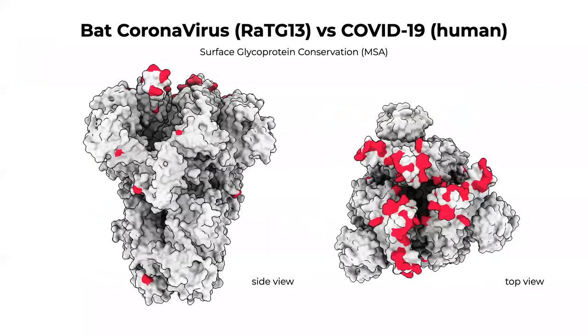So here you can see some of those mutations that are found to be present between the bat coronavirus, RaTG13, and that first original COVID-19 human sample. The red ones represent the highly different areas, and the gray means that they are conserved. So first of all, what you can see here is that they are fairly conserved, right? The conservation between the bat and the human is very high. However, there's a specific region on the top view, so you can see the top of this protein, that has a lot of variation. We'll talk a little bit about what this variation means.